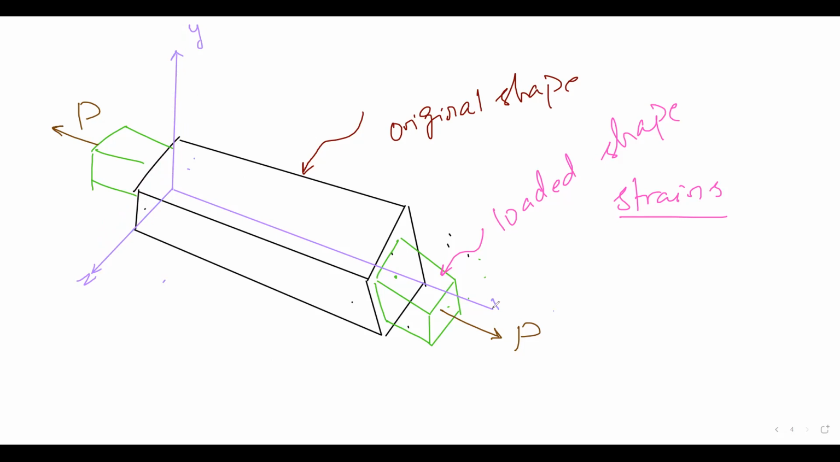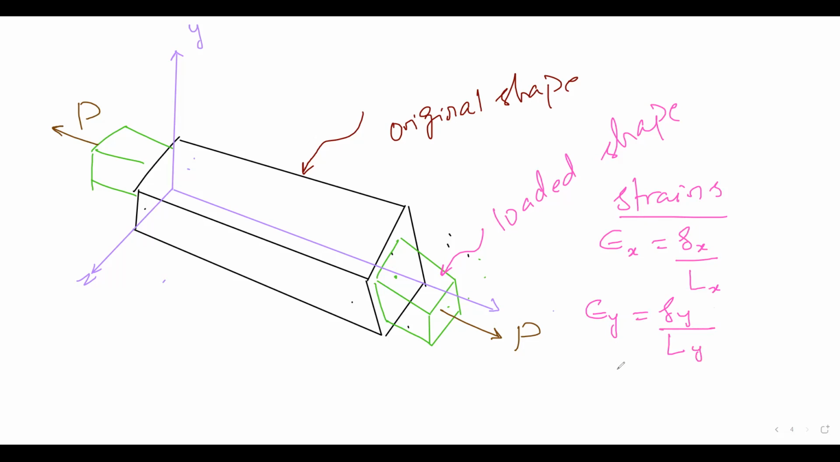Okay, so the question says what are the strains? My first strain is epsilon x equal to change in length in the x direction divided by the original length, which is in the x direction, whatever the length is. Then my transverse strain is epsilon y equal to change in length in the y direction. It has to be minus, absolutely right, because it shrinks. Very nice. Thank you. Change in length over original length. So this chunk will be a negative value. You're right, 100%.